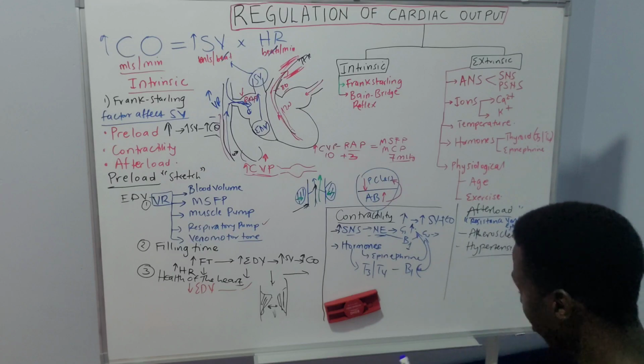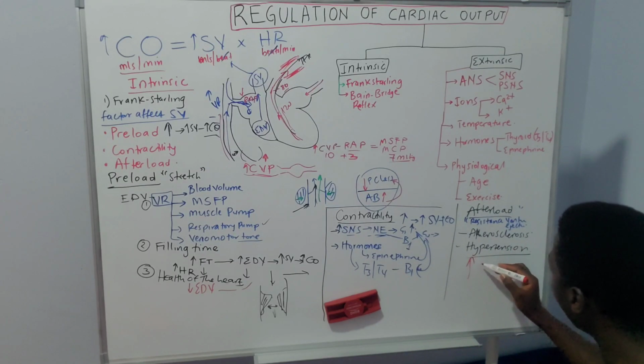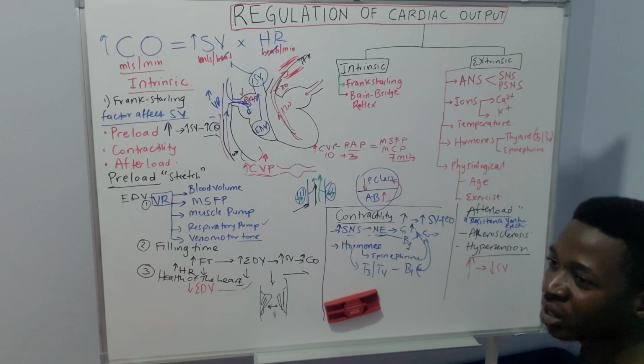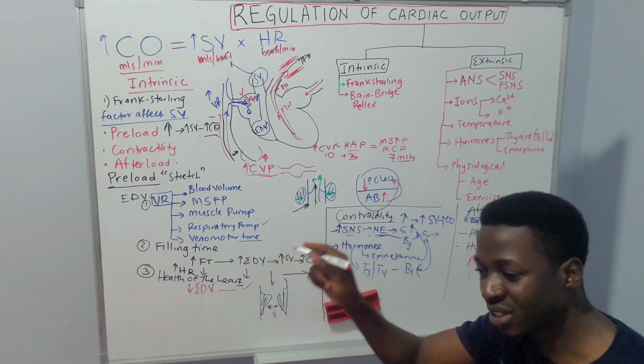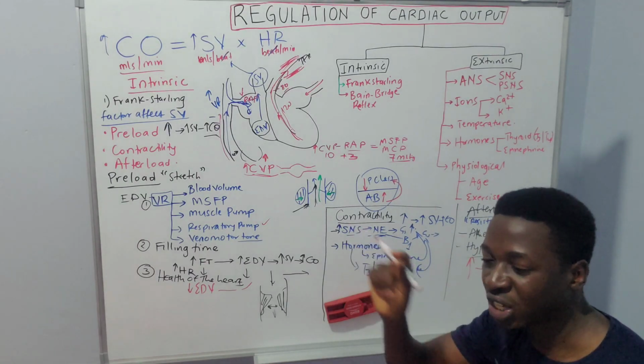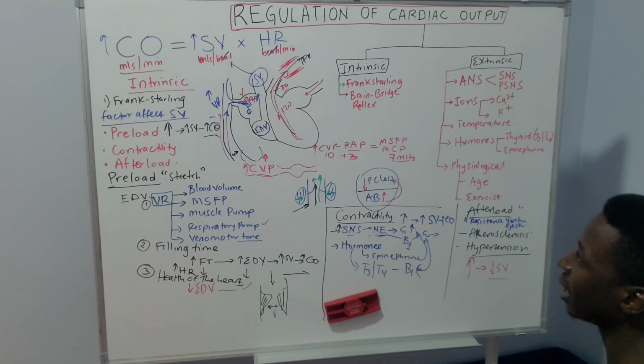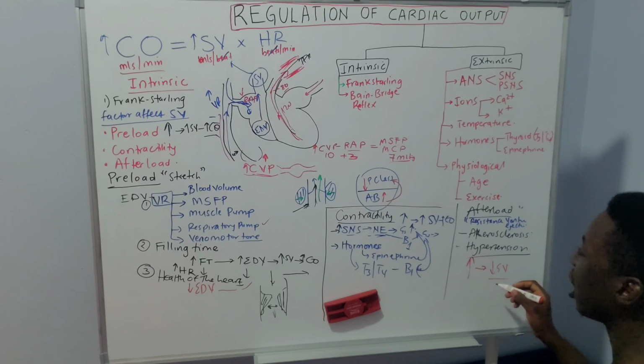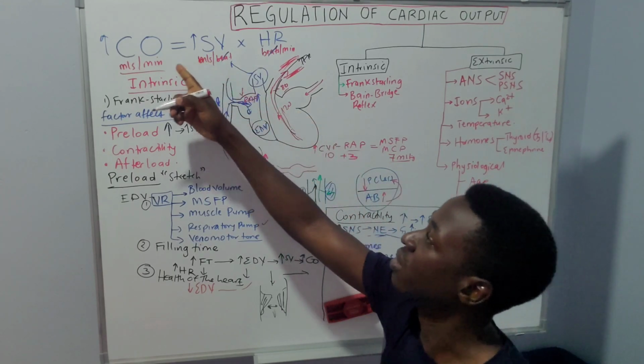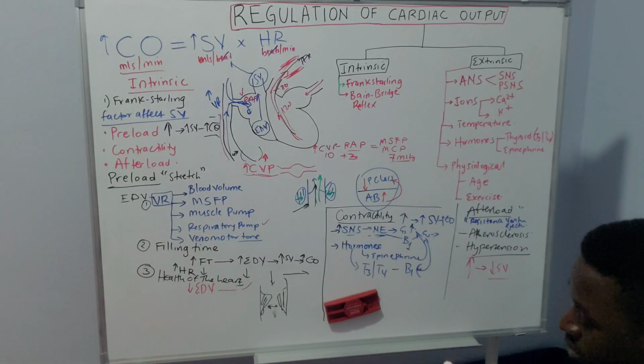So, implying that when you increase the afterload, you actually decrease the stroke volume, because the resistance is higher. So the resistance to ejection is very high. So the volume ejected by the heart in a beat is decreased. And when you decrease stroke volume, eventually you decrease the cardiac output, okay?